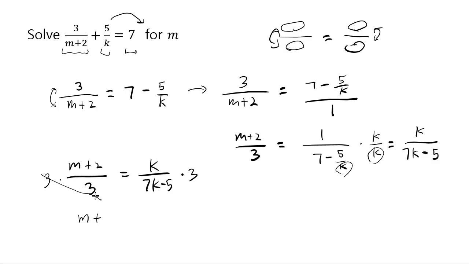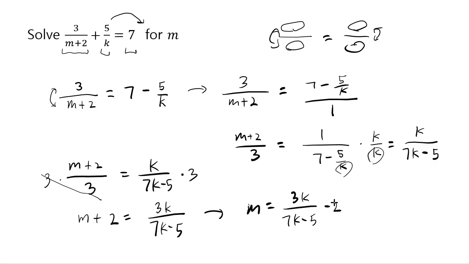Okay, so 3 and 3 cancel, and you have m plus 2 equals, when a number is multiplied to a fraction, it only gets multiplied to the top, so it's 3k over 7k minus 5. And finally you have m equals 3k over 7k minus 5, minus 2.